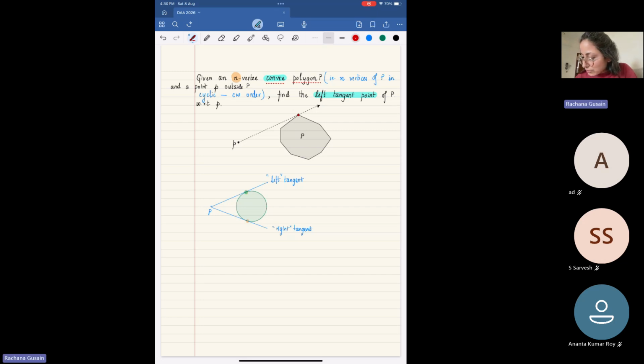Let me call this point Q. This is the point I'm interested in. So there are so many vertices of the polygon, right? N number of vertices. Of these N vertices, I want to find this point Q, which is the left tangent point given this point P outside the polygon. That is my problem. So is the problem statement clear?